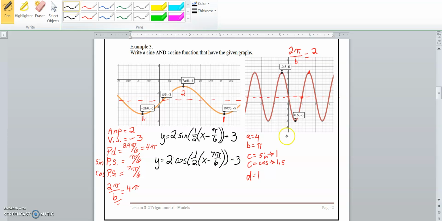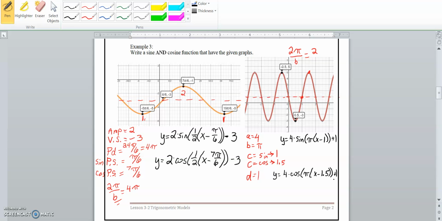So go back to our black lettering and say y equals 4 times sine of pi times x minus 1, plus 1. Or we have y equals cosine, so 4 cosine of pi x minus 1.5, plus 1. There you go.